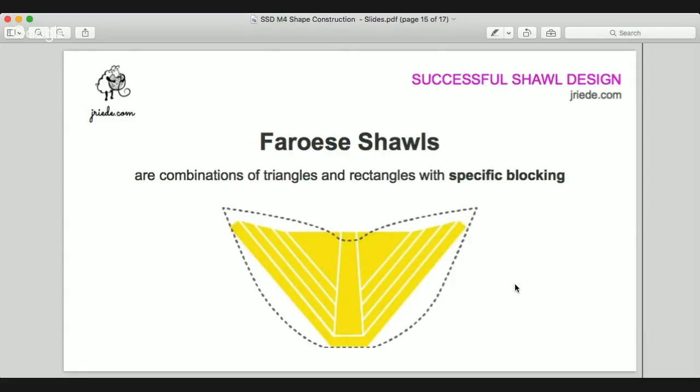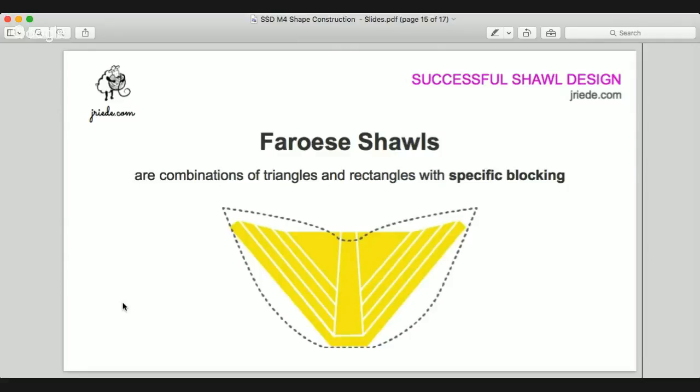And the same principle applies to Faroese shawls. Faroese shawls are combinations of triangles and rectangles which need specific blocking too. So as you can see, traditional Faroese shawl shaping is a bit of a complicated thing. You can start here at center neck and work all your way hemwards down, or you can as well start at the hem here, casting on all the stitches around here, and work all your way up by decreasing the stitches here.